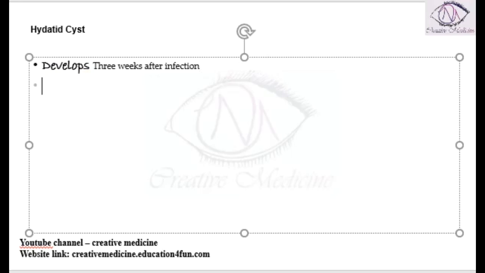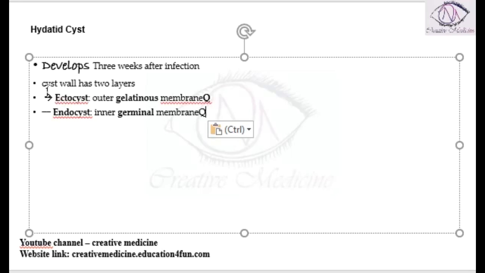The cyst wall of the hydatid cyst contains two layers. That is, it has an ectocyst and an endocyst. In the cyst wall we have two layers: one is the ectocyst and the second is the endocyst.